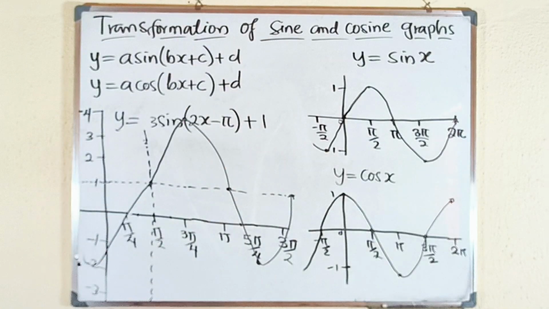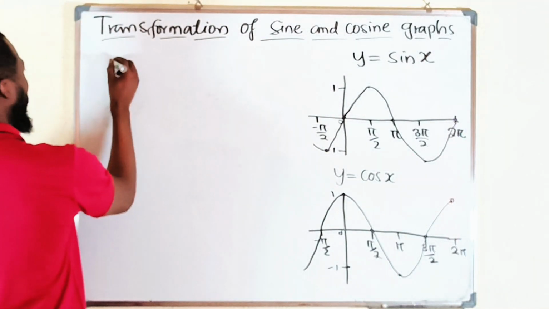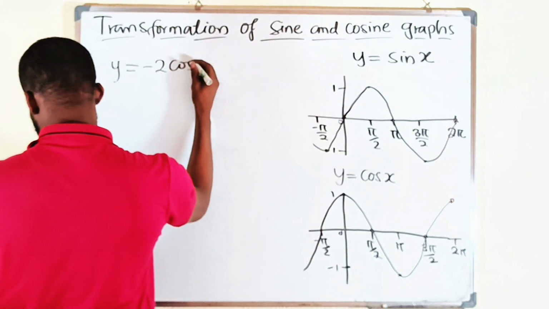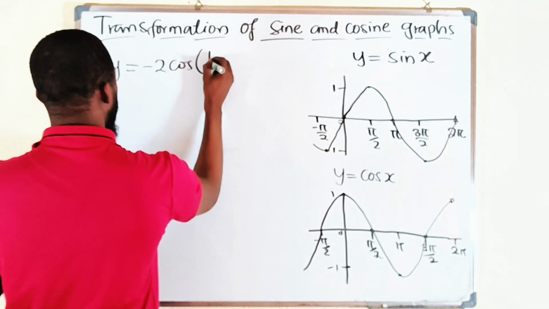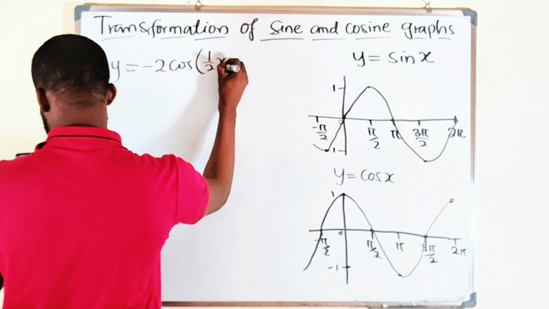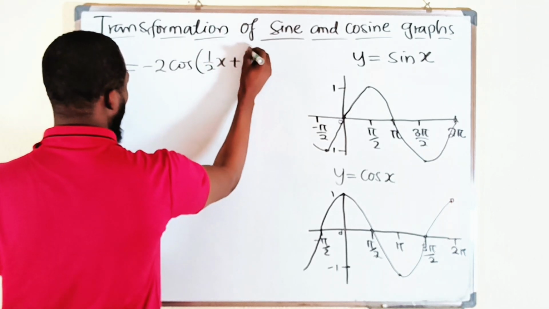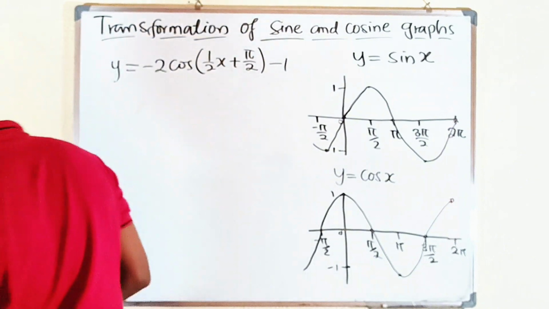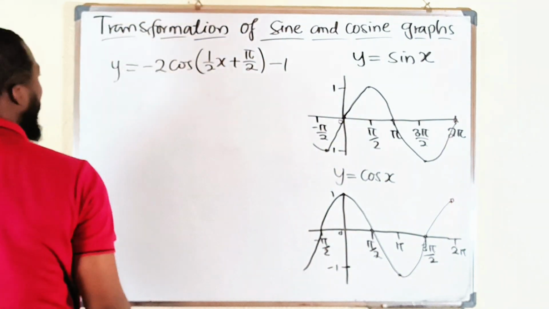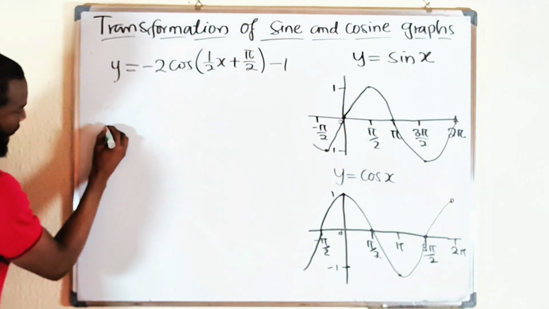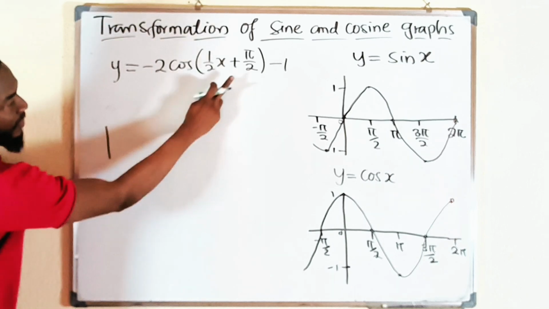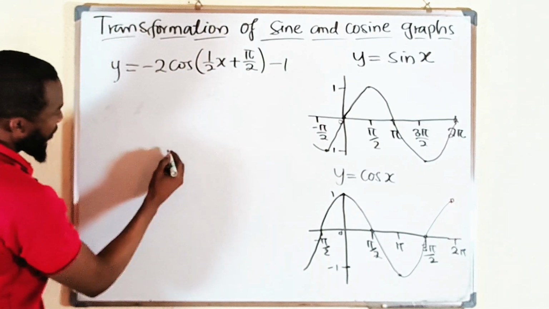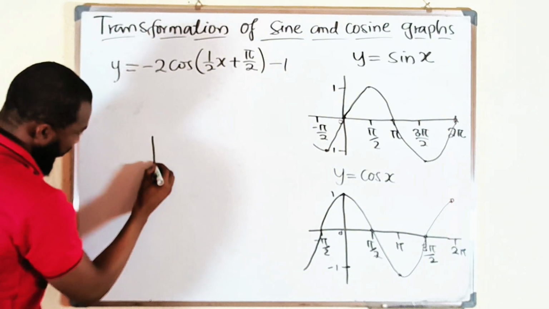So now let us treat the last one. The last one is y equals negative 2 cosine of 1 over 2x plus pi over 2, then minus 1. This is our last problem for today. Okay. Since this is plus, it is going to be shifted to the left. So let me give you a space. Let me come down here.